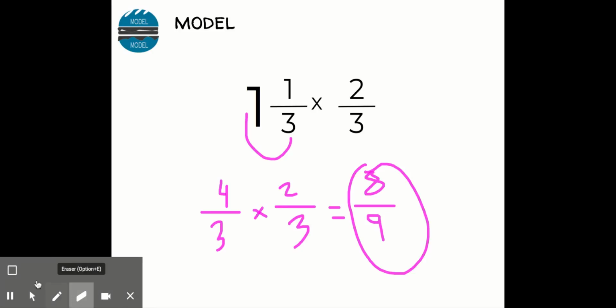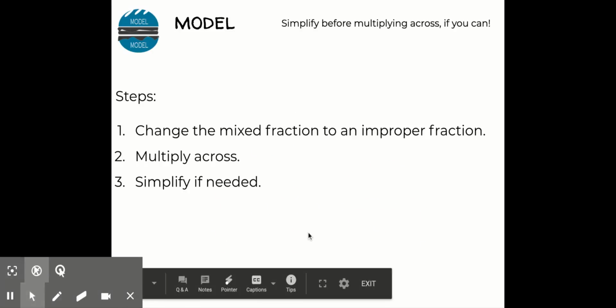So for today's lesson, our steps are as follows. We change the mixed fraction to an improper fraction, multiply across, and simplify if needed. I do have this little note here at the top that says if you want to simplify before multiplying across, you can.